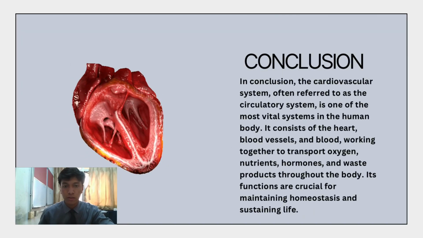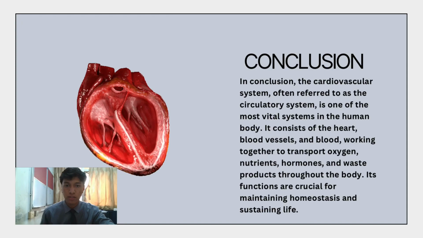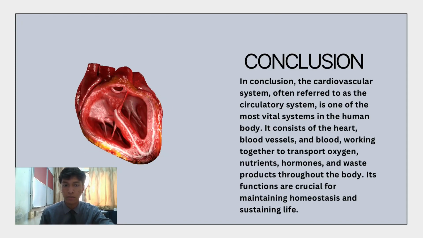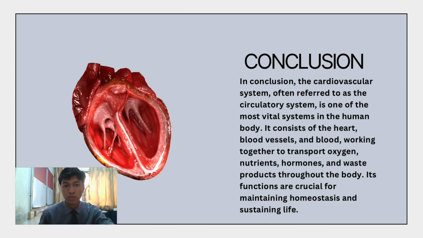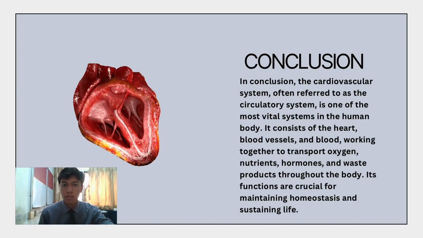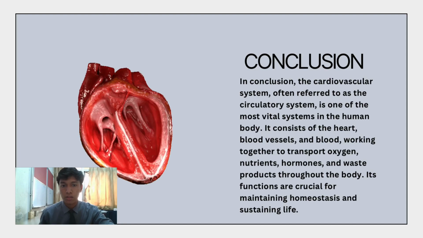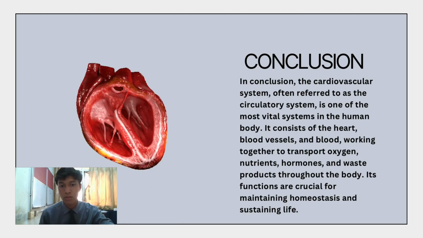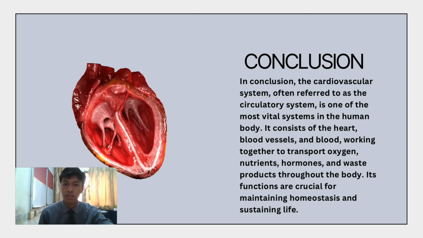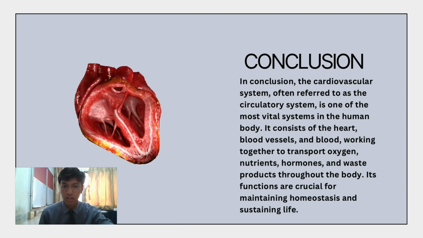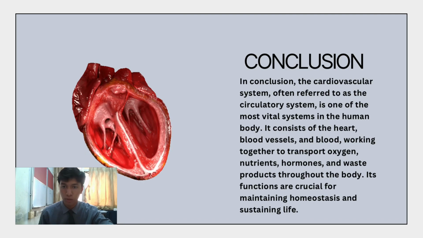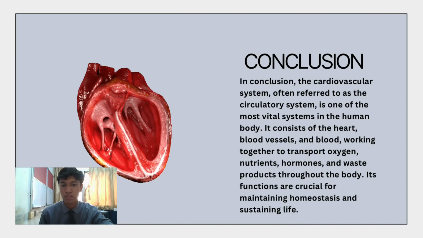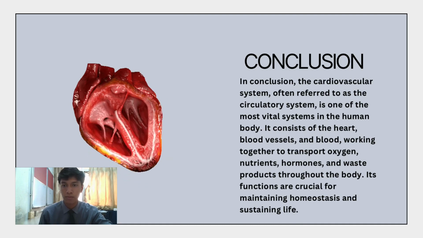Conclusion. In conclusion, the cardiovascular system, often referred to as the circulatory system, is one of the most vital systems in the human body. It consists of the heart, blood vessels, and blood working together to transport oxygen, nutrients, hormones, and waste products throughout the body. Its functions are crucial for maintaining homeostasis and sustaining life.